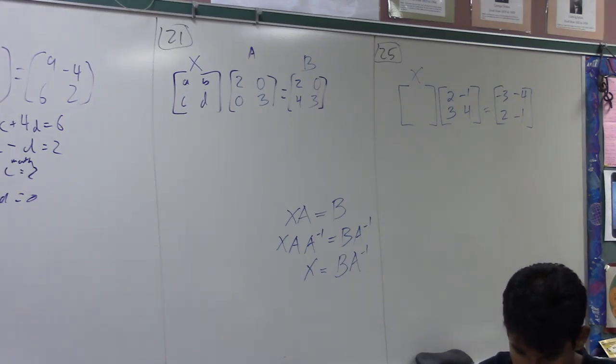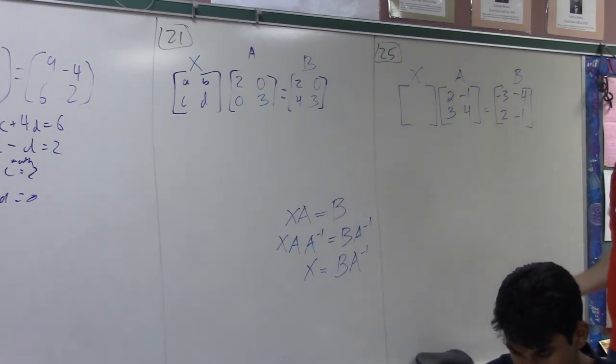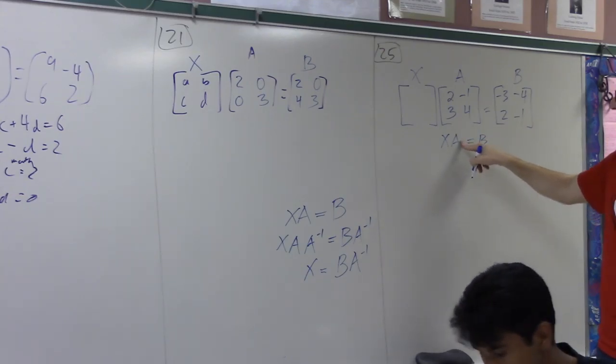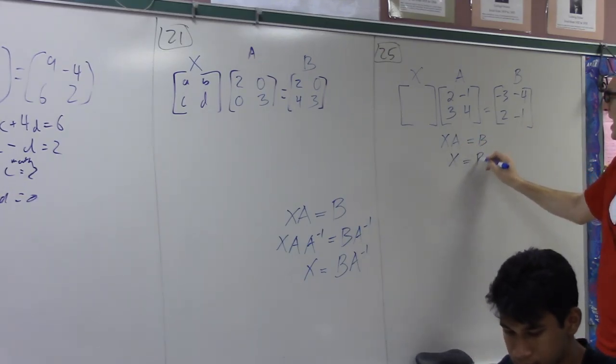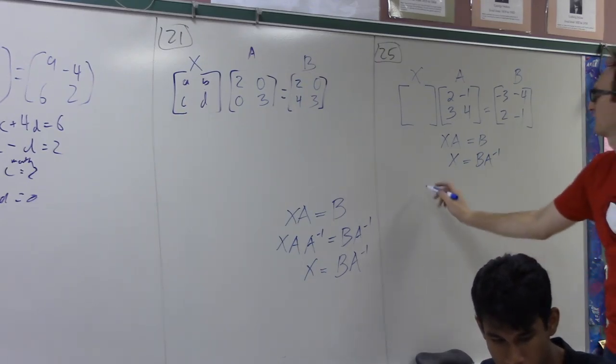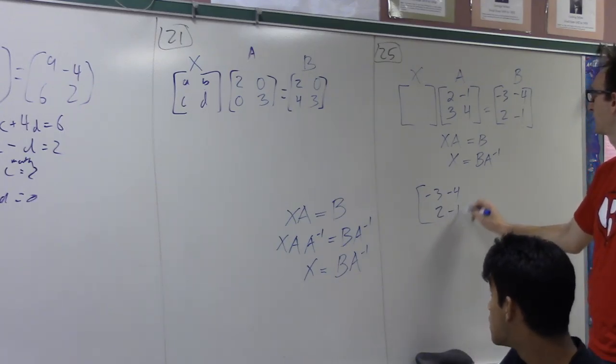Vidal, do you see what you did wrong? Yeah. I think you just set up the whole problem wrong. Okay, so again, this is XA equals B. So how do I solve XA equals B? I right multiply by A inverse, and so X is B A inverse. And now it's just a matter of doing that. So here is B, negative 3, negative 4, 2, negative 1.